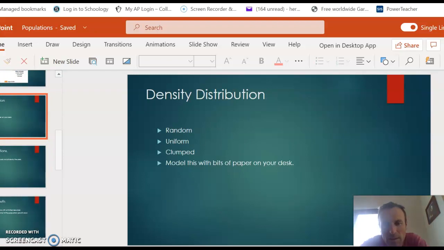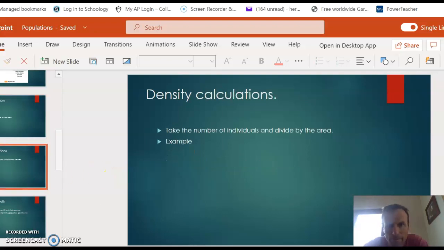Okay, uniform would be evenly spaced in the environment. A good example of that would be crops in a field that are planted in rows, so we have some human influence there. Clumped would be kind of humans, and a lot of animals are clumped. They like to live in groups, herds with other animals for protection, warmth, things like that. And if you want to, you can model this, but that's generally from previous years.